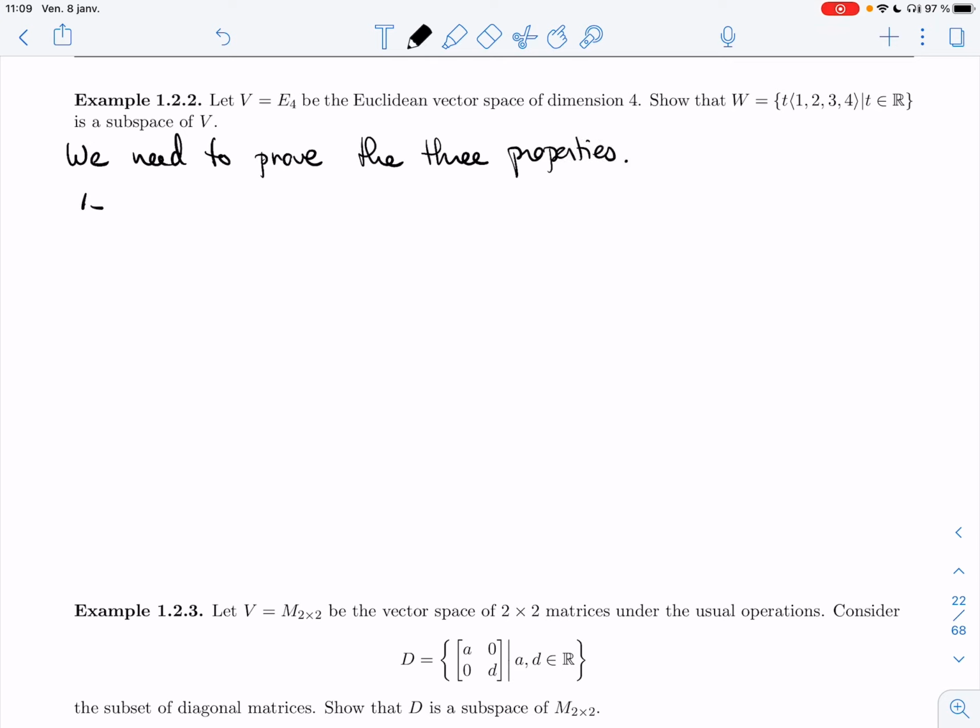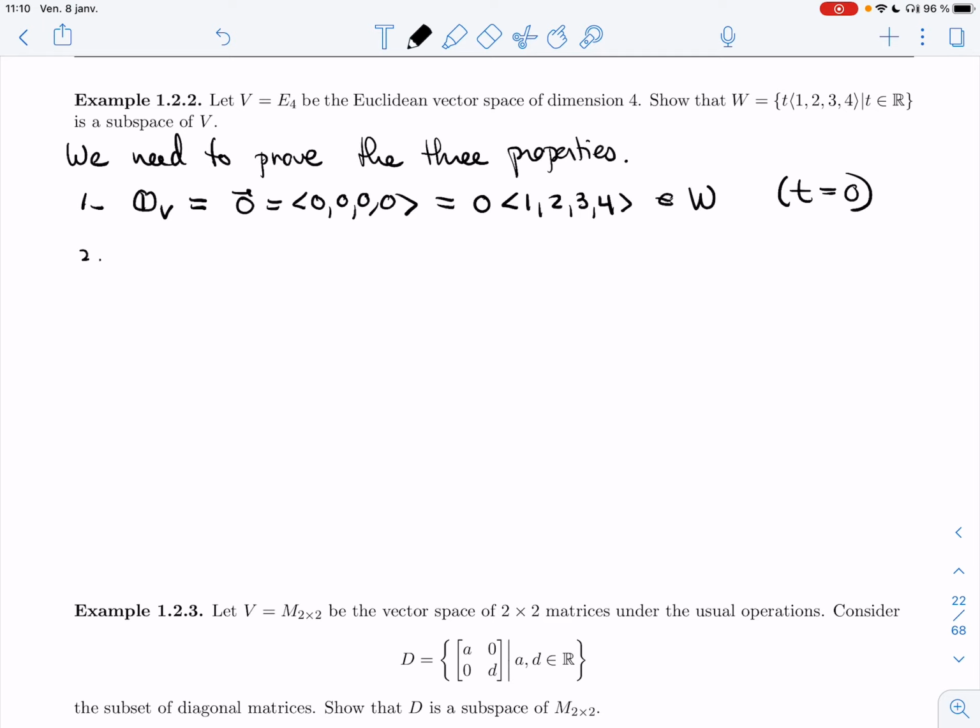All right, first, we need to look at the 0 of V. So in this case, V is E4, the Euclidean vector space of dimension 4. So that means vectors of dimension 4. And so our 0 is going to be (0, 0, 0, 0). All right, so we need to show that it is in W. And so we need to show that it could be written this way. And so I'm going to write it as 0 times (1, 2, 3, 4). So I have my t in R, so this is in W. All right, that's the first property.